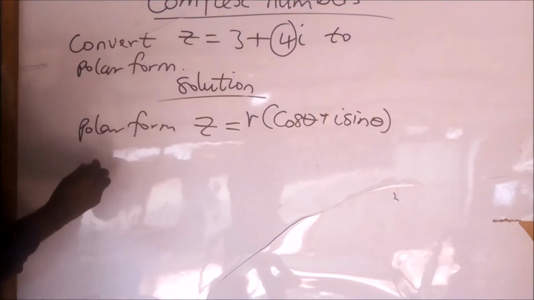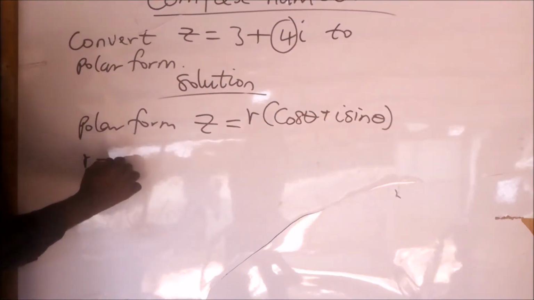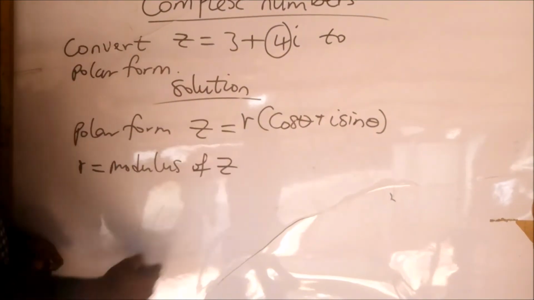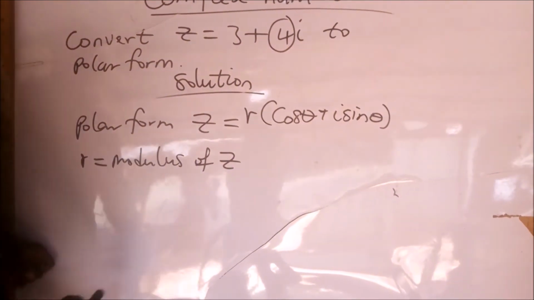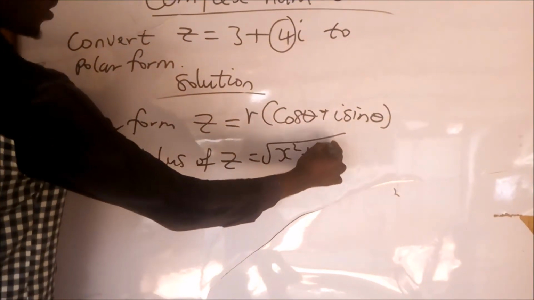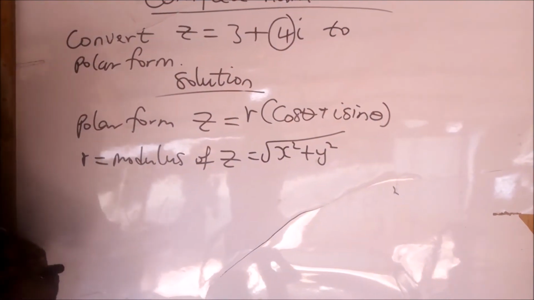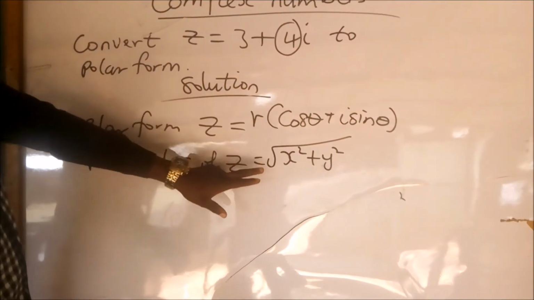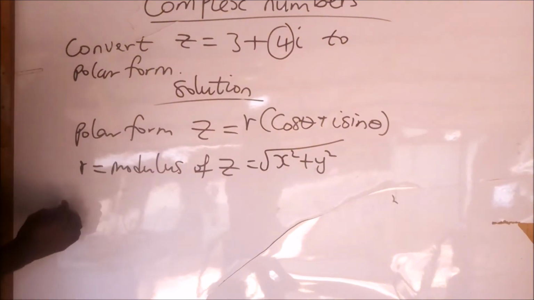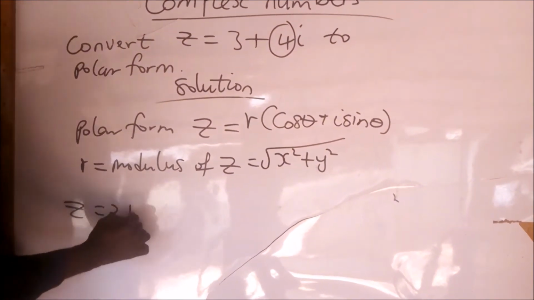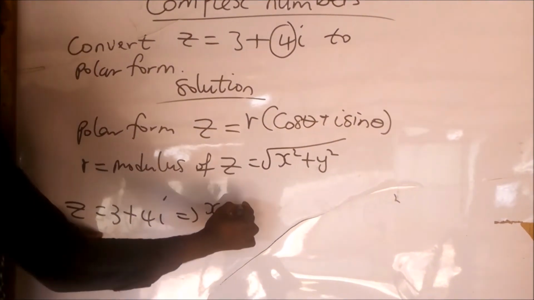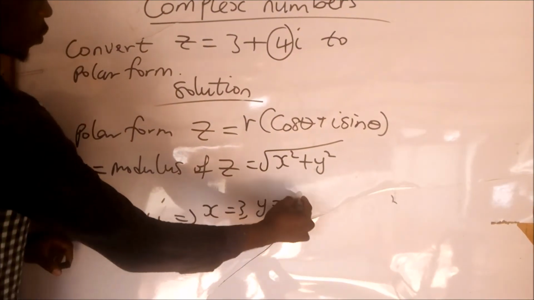For us to do that, r there is known as the modulus of the complex number z, and this is obtained as the root of x squared plus y squared. And for us to get this, we simply have to obtain the values of x and y. Now from the rectangular form that we have, 3 plus 4i, we can say that our x is equal to 3 and y is equal to 4.